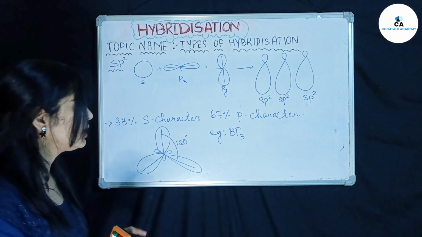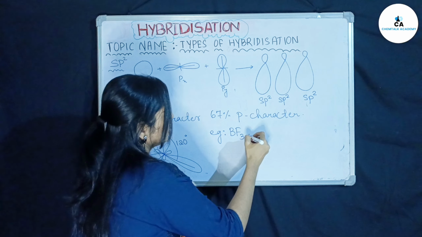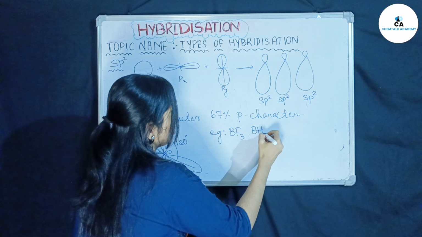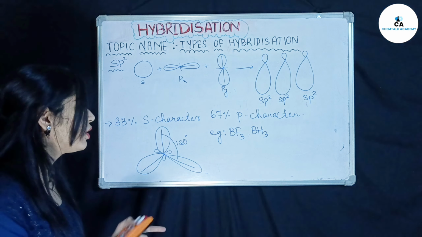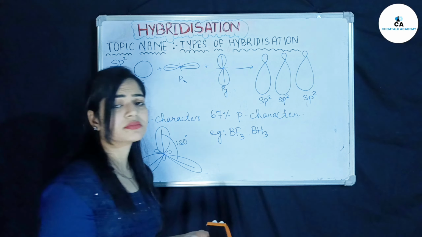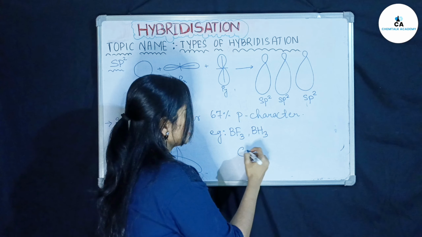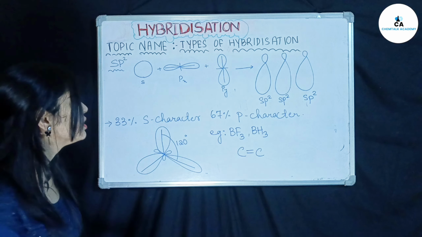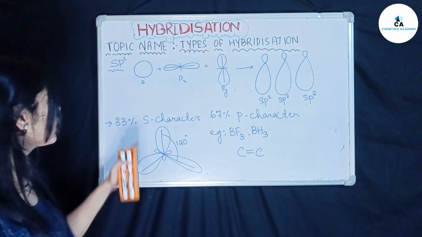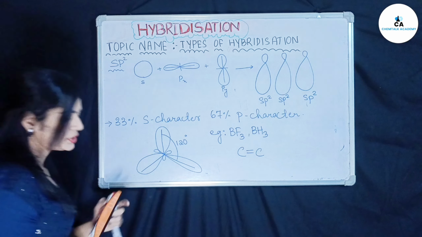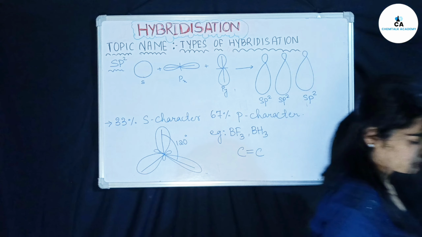BF3 or BH3. Or also we can take the compounds of carbon which consist of a carbon-carbon double bond. I am just giving you some time. Please note it down in your notes.